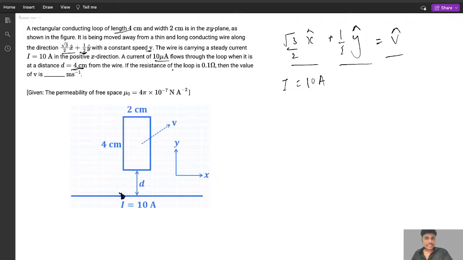If the resistance of the loop is 0.1 ohm, then we have to find the value of V, and we have been given the value of mu naught, it is 4 pi into 10 raised to power minus 7. So first we have to look, as this current is moving in the positive x direction, the direction of magnetic field in this region is dot.